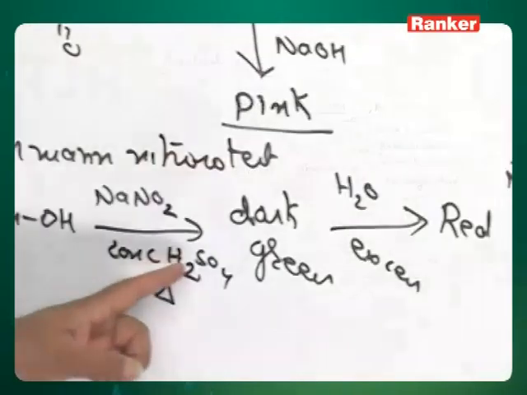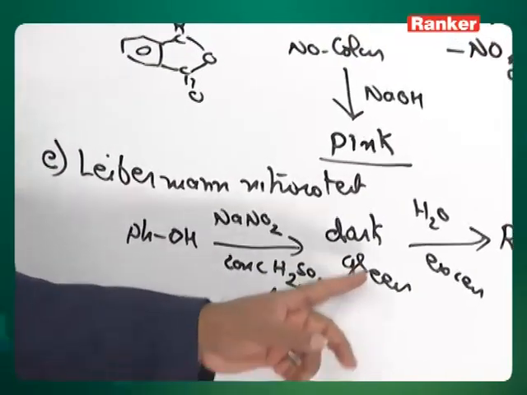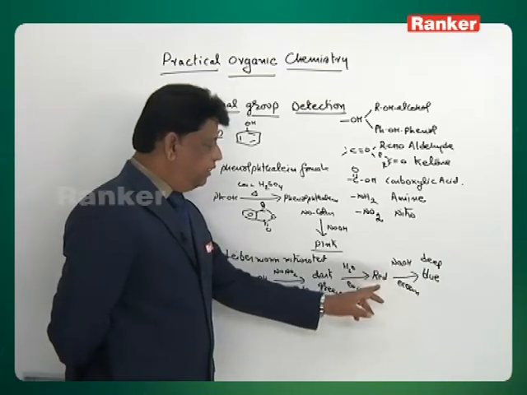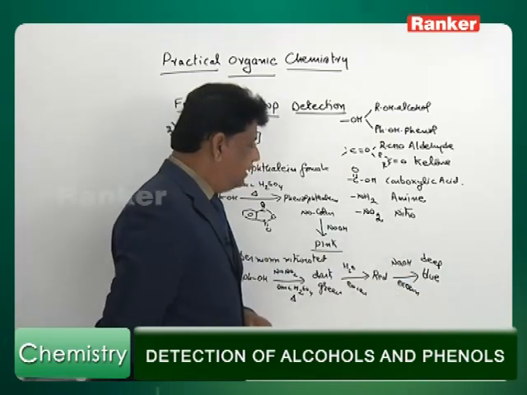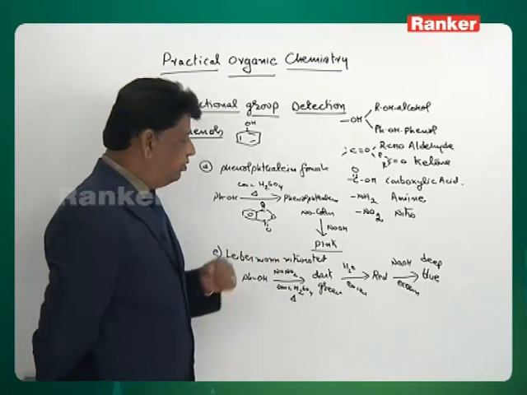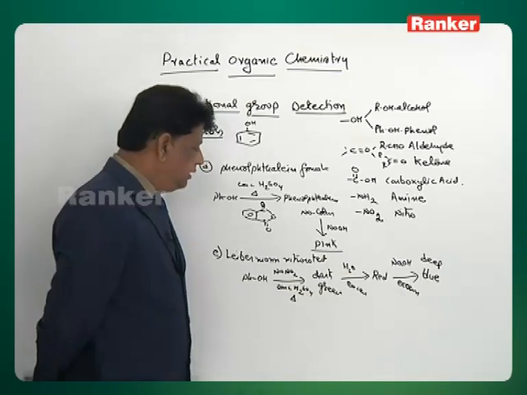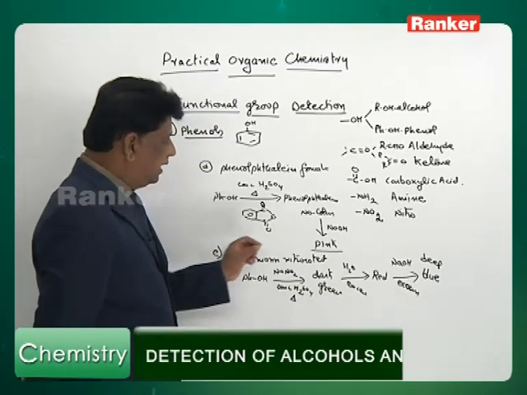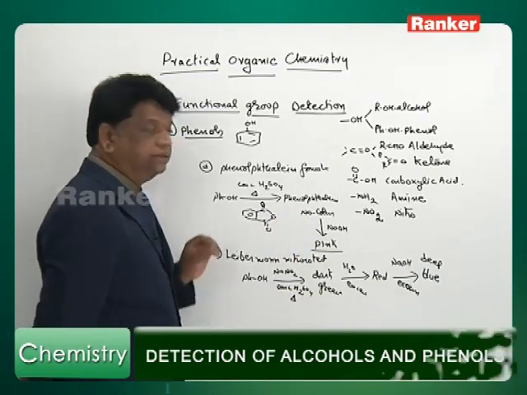But the indophenol in the form of sulfate shows green color. When it is diluted, the sulfate gets rid of, you will get pure indophenol, red color, and that indophenol in excess sodium hydroxide forms the sodium salt, indophenoxide, which is blue color. This test is called Liebermann nitroso test, also a very simple test, but the colors are one after the other, 3 colors are formed, which is a unique test for the phenol.